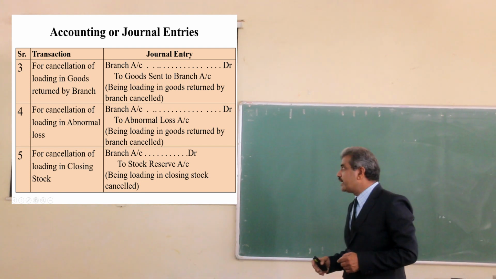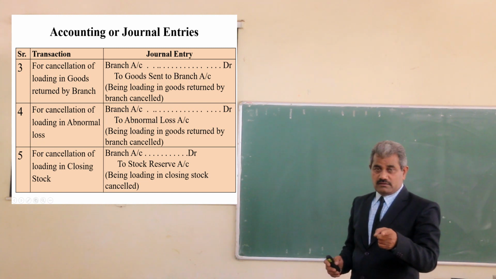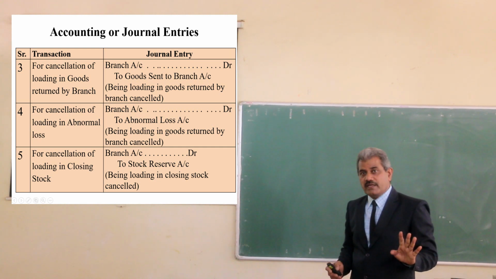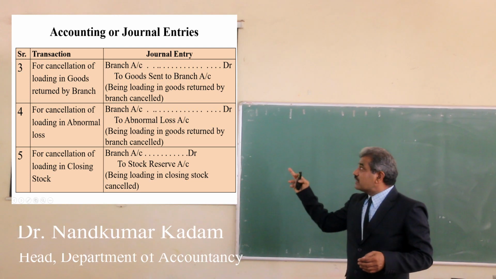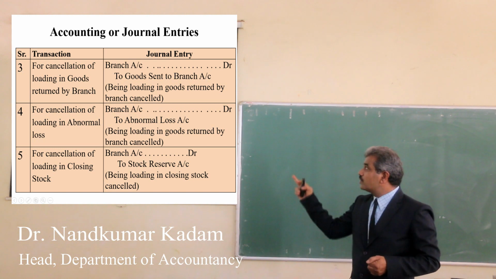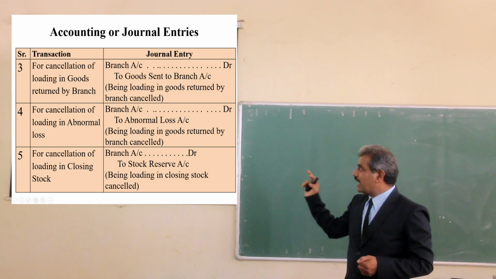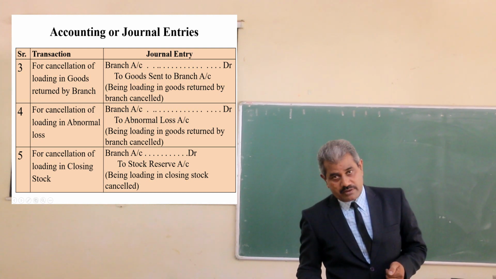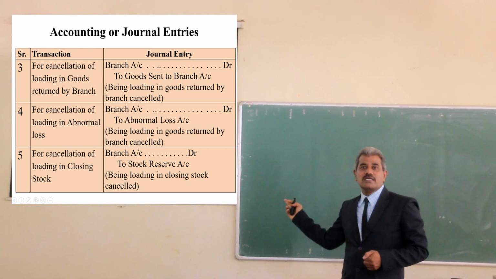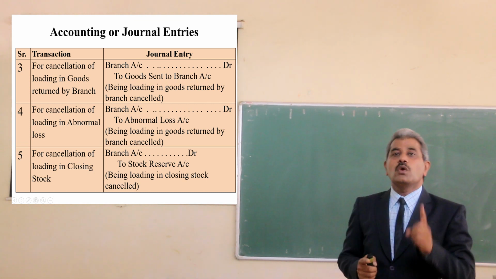Then for cancellation of loading in abnormal loss, we do not consider normal loss. Only we consider here abnormal loss, loss by theft or loss by fire, or loss in transit. For cancellation of such loading, the entry is branch account debit to abnormal loss account. And for cancellation of loading in closing stock, entry will be branch account debit to stock reserve account. These 5 entries are passed for calculation of loading.